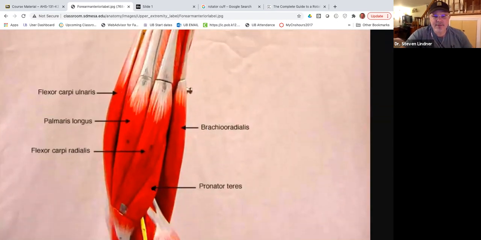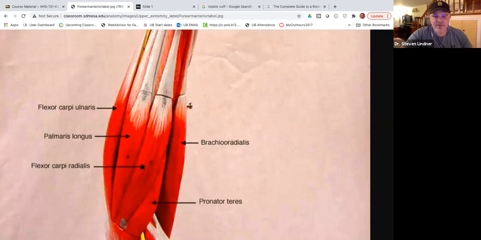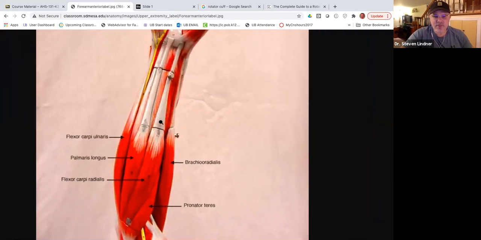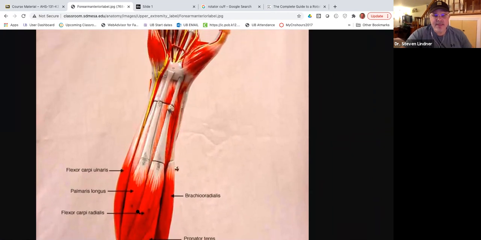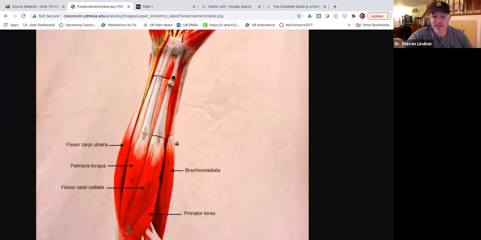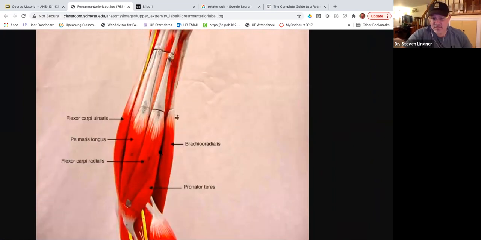There's the Pronator Teres. Here's your flexor carpi radialis. Here's your Palmaris longus. And there's the flexor carpi ulnaris. Now, all three of these, since they cross the wrist, have to act on the wrist, so they all flex the wrist. Pronator Teres doesn't cross the wrist.